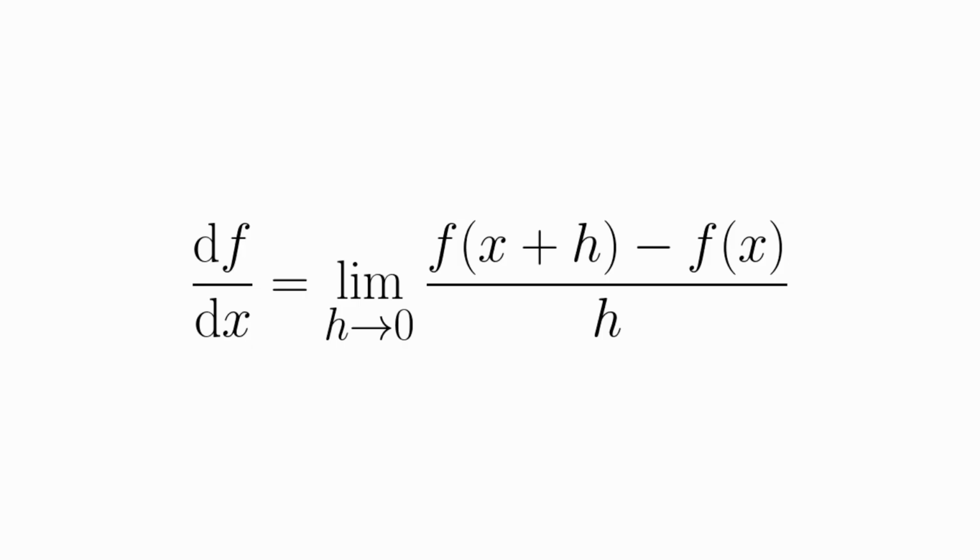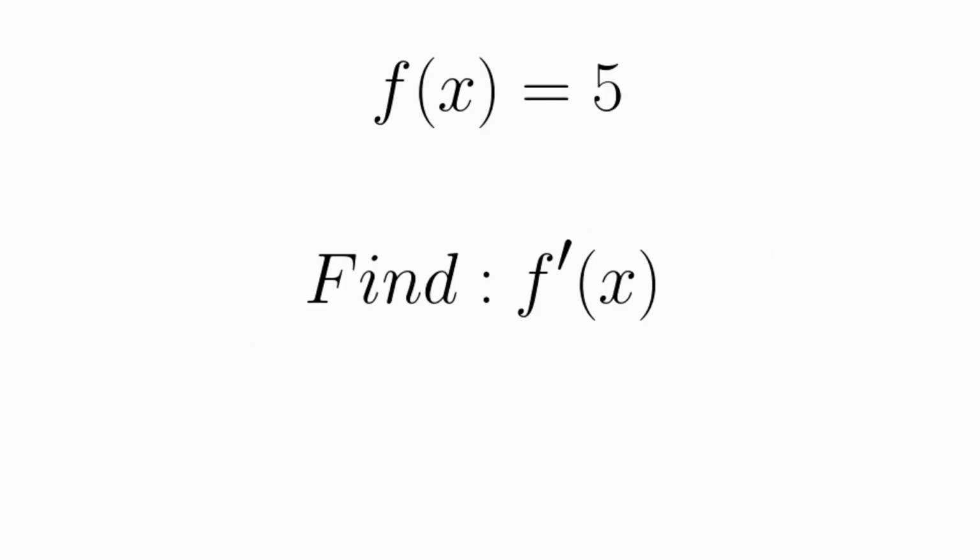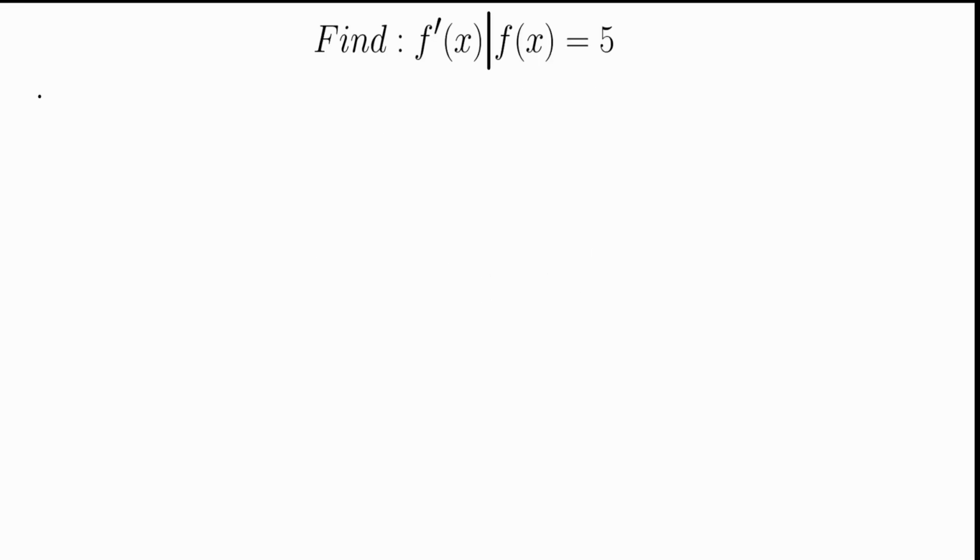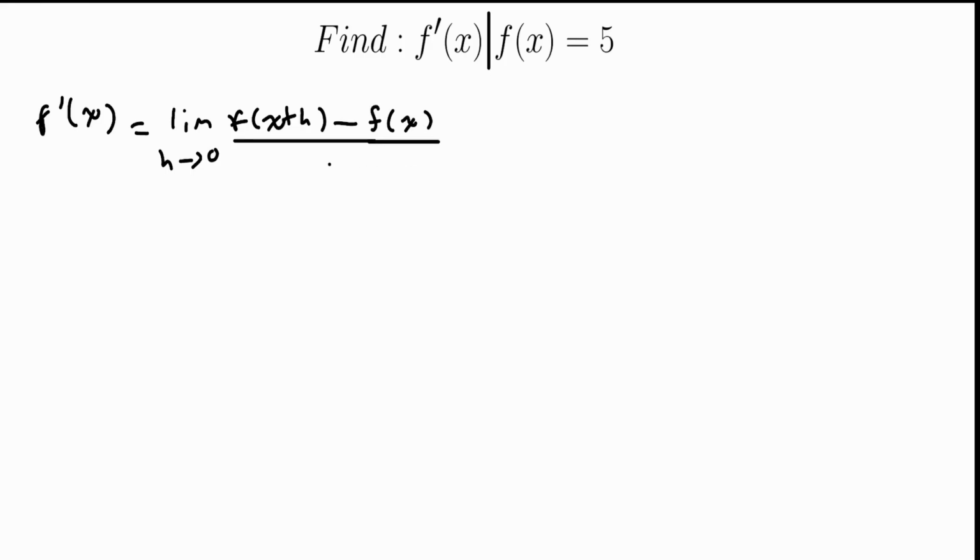Let's try some examples now, however. Our first example is we have the function f of x is equal to 5, and we want to find f prime of x. This is the same thing as saying, let's find the derivative of our function. It's just a different notation. Let's start by recalling the formula for the derivative. So f prime of x is going to equal the limit as h approaches 0 of f of x plus h minus f of x all over h.